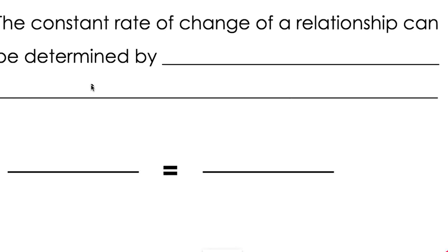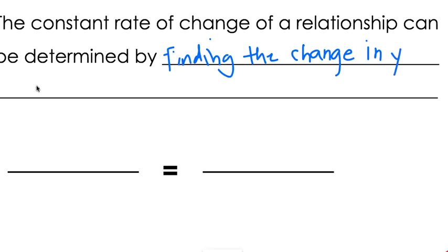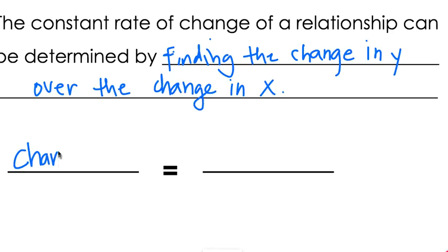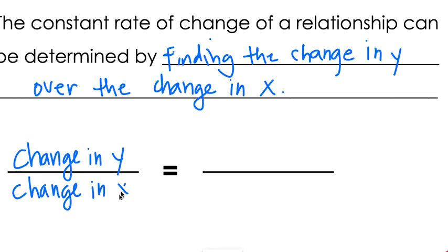Well, there's a very specific order that goes in and some vocabulary you need to know. So let's fill in these blanks with the constant rate of change of a relationship can be determined by finding the change in y over the change in x. And you'll see a little more clearly today why we find the change in y over the change in x, why we're going kind of out of alphabetical order. And this becomes a fraction, change in y over change in x.